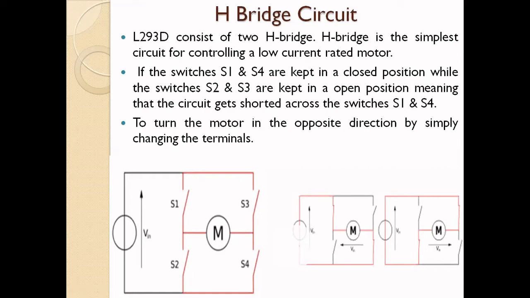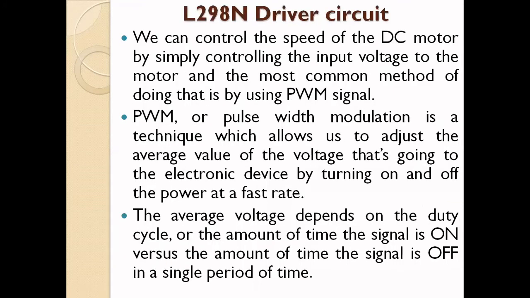So when switch S1 and S4 are on, the motor will rotate clockwise. When S3 and S2 are on, it will rotate in the opposite direction. So this is the second driver circuit. The first one is used only to control the motor, turn on and turn off. Next, we are going to control the direction of the motor also.